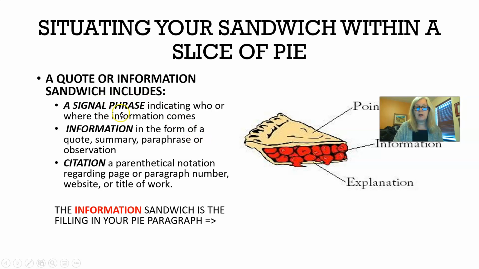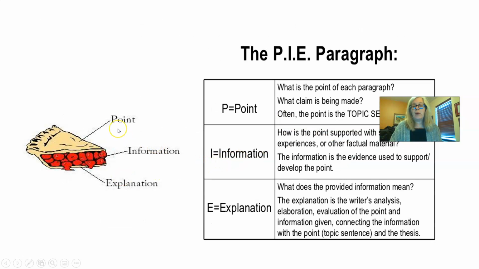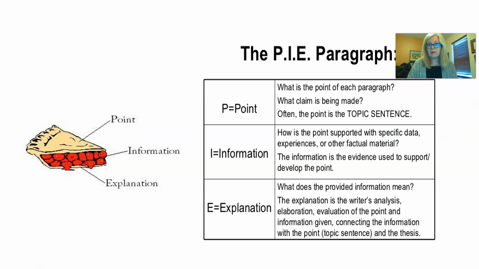If you have introduced the author and or the title of the work in the signal phrase, you can get away with just putting the page number or the paragraph citation in the parentheses. I'll show you. But the point of the paragraph is your topic sentence. What is the paragraph about? Let me move myself out of the way here. What is the claim being made? This is often the topic sentence. So what are you trying to get across in this paragraph? The information is what comes from the source. The explanation is how do you make sense of that within the context of the essay you're writing.